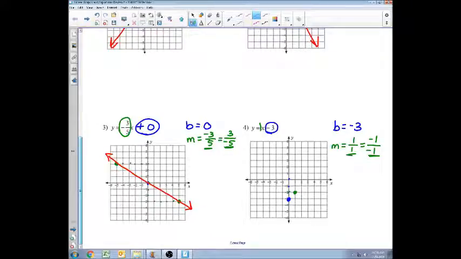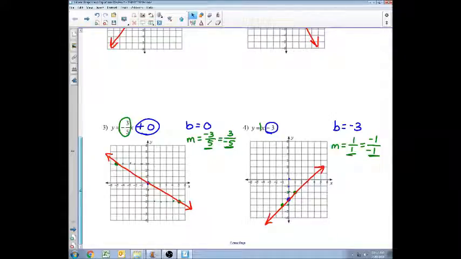Let's look at our second fraction. The rise is negative, so I need to go down 1. And the run is negative, so I need to go left 1. There's my third point. All I have to do at this point is connect those 3 points with a line. That is how we are going to graph lines based off of the equation.